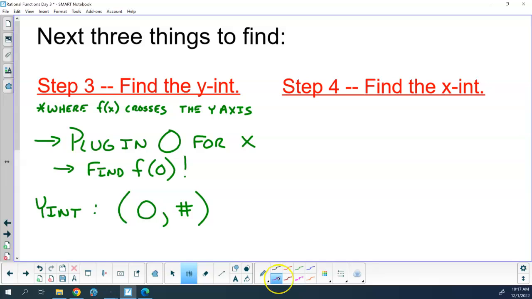Now, this is going to be where the function crosses the x-axis. This one's a little more challenging. So this is where the value of the function is 0.